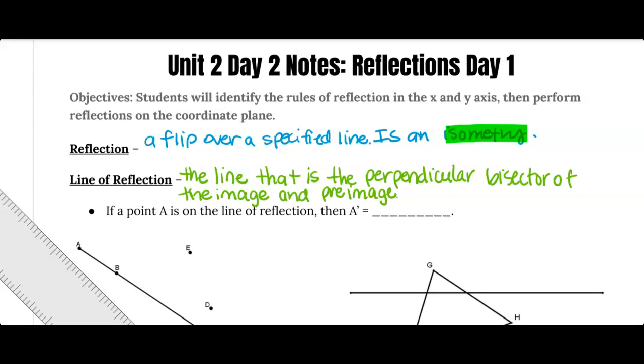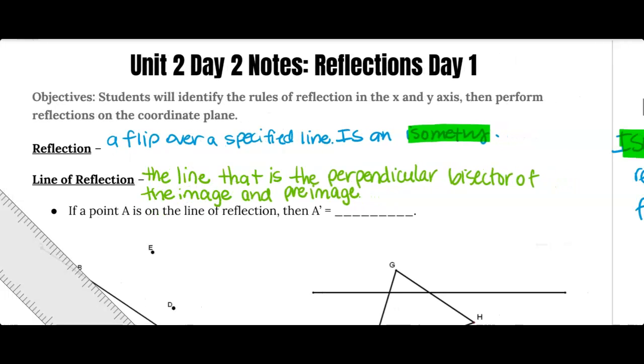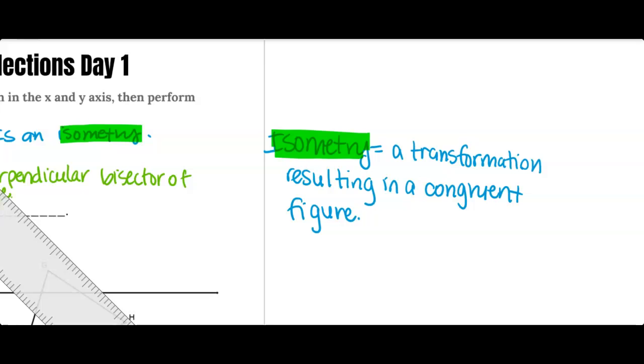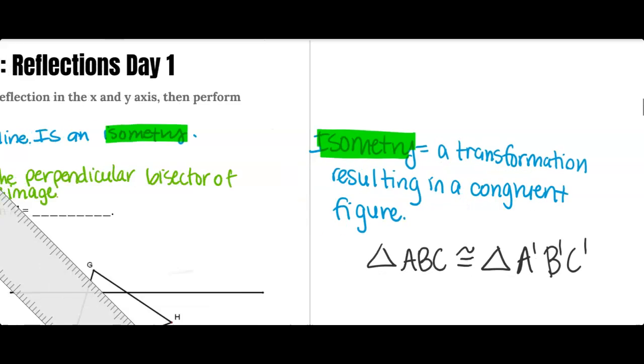So everything's going to look opposite. And this is an isometry. We just need to define isometry, as we forgot to in translations. An isometry is a transformation that results in a congruent figure. So triangle ABC will be congruent to triangle A prime, B prime, C prime if the transformation is an isometry.